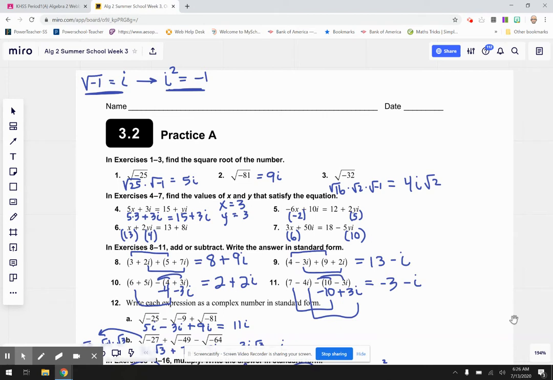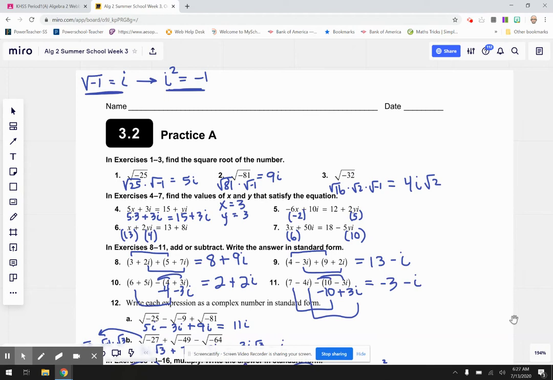Number one, we could change it to radical 25 times radical -1. If we do that, now the 5 can come out of the square root because it's not a negative anymore. And that radical -1 can come out as an i. So that would be 5i. Radical -81, you can do the same thing. It would be radical 81 times radical -1, because you could always multiply those two together and put them under one radical. But then 81 comes out as a 9, and the -1 comes out as an i, so 9i.